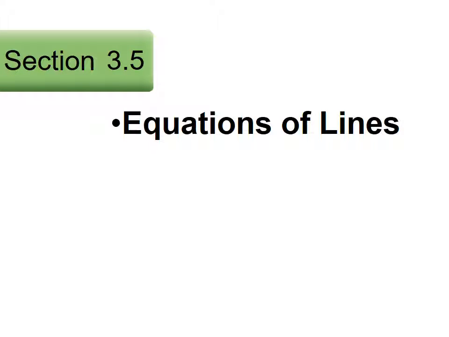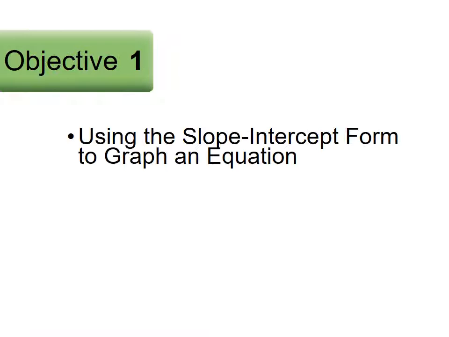All right, guys, so we're going to start off with section 3.5, equations of lines, and go through all of our equations of lines. We've talked about all three of them. We've talked about standard form, which is your ax plus by equals c. We've talked about your slope-intercept form, which is y equals mx plus b. And we've also talked about point-slope form, which is y minus y1 equals m parentheses x minus x1. So we're going to dive in a little deeper with those.